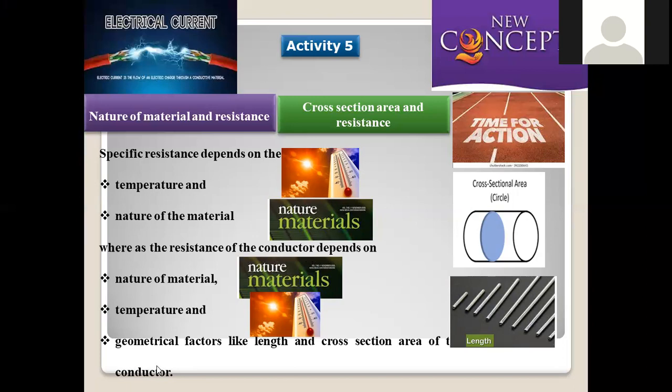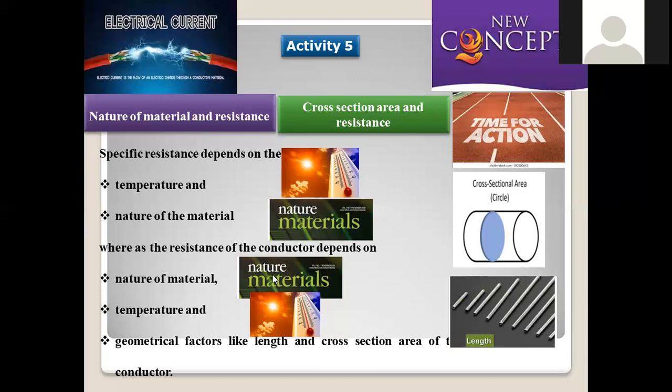But in addition to these two, some other factors also have an impact. What are those? Geometrical factors like length and area of cross section are the additional factors which have an impact on the resistance. But specific resistance only varies by changing variables like temperature and nature of the material. Various materials have various specific resistance values, and as the temperature varies, the specific resistance value also varies. But for resistance, in addition to these two, we have other geometrical factors like length and area of cross section taken into consideration. Right. So all are mentioned here.